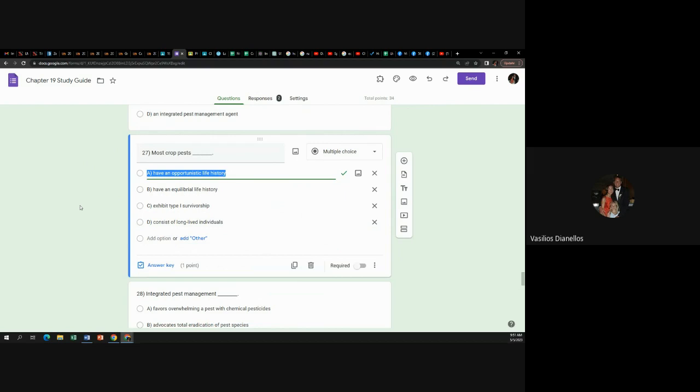Okay, let me also say this. This is good test-taking strategy too, not just for this course, but any course. I like to call it the "one of these things is not like the other" strategy. It doesn't always work, but very often it does. So equilibrial life history, right? That's type 1 survivorship. Long-lived individuals, type 1 survivorship, right? So all three of these options describe type 1 survivorship, except this one. That's the one thing that's not like the other, so that is the correct answer.